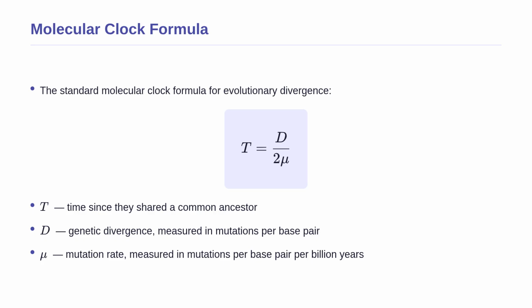To read this genetic clock, we rely on a simple but powerful formula. The time since two species shared a common ancestor, denoted by T, is equal to their genetic divergence, D, divided by 2 times the mutation rate, mu. The divergence is simply the number of mutations per base pair between the two DNA sequences. The mutation rate is how many mutations occur per base pair per billion years. If the genetic divergence increases, it means more time has passed since the two species split, resulting in a larger value for T.